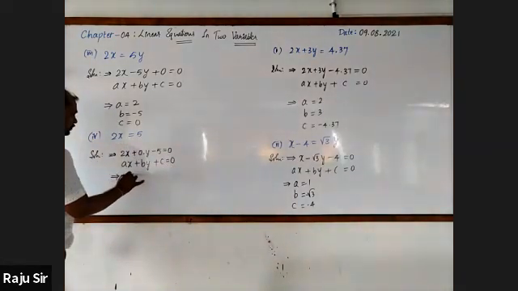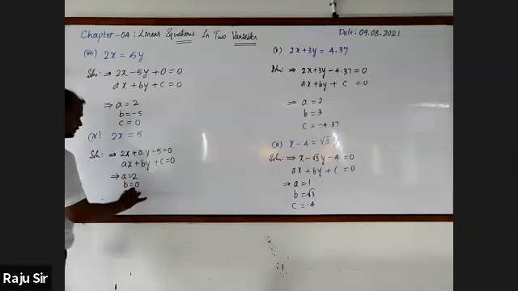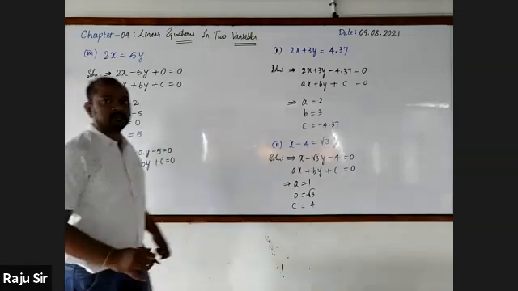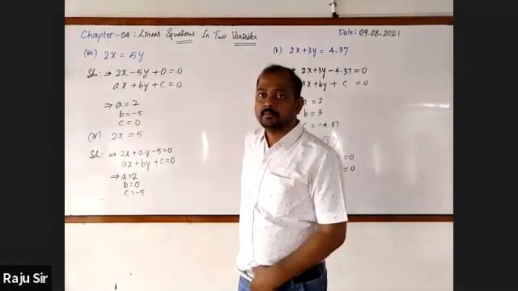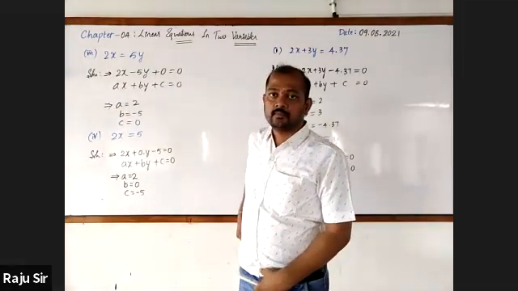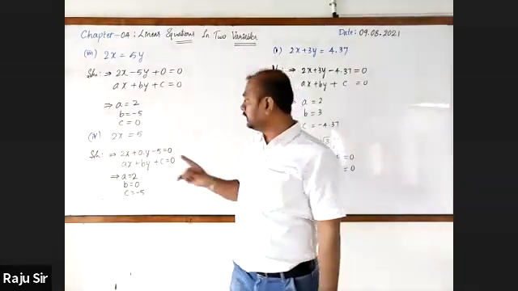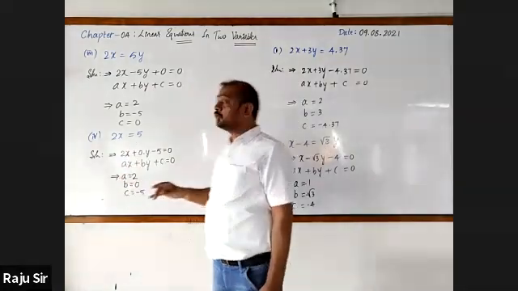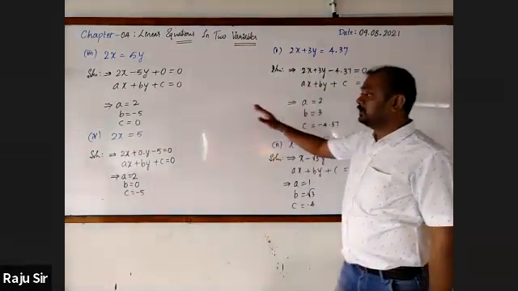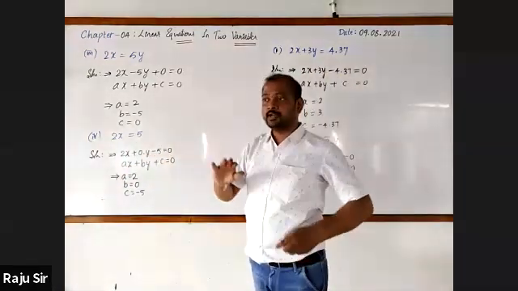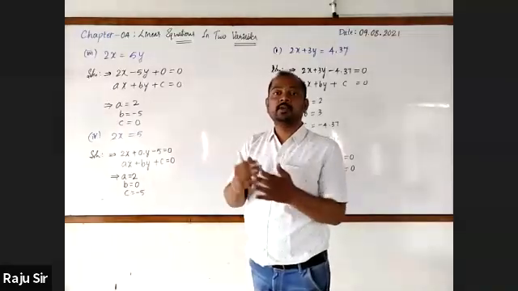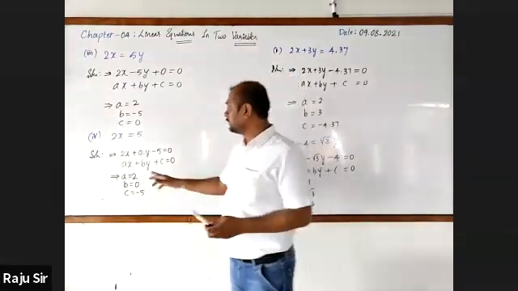Sir, you told us that in the standard form B is non-zero. Here B is 0, C is minus 1. B is not equal to 0, sir. Of course, I've been telling you, you have to write the equations in the standard form. We have to bring it to standard form.